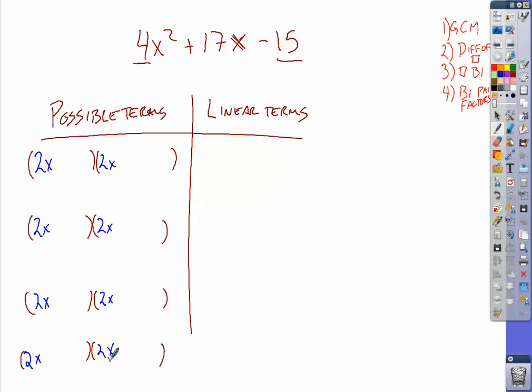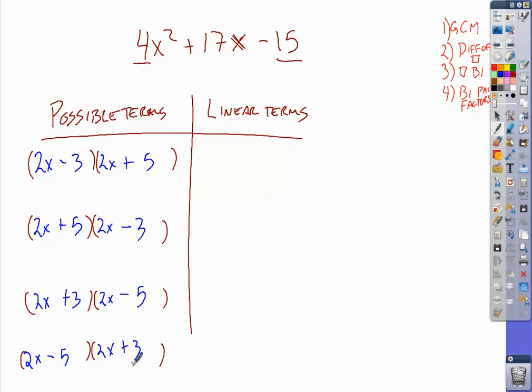Jenna? Negative 3 and positive 5. So we have negative 3, positive 5. So then I'm going to switch the order. I'm going to do positive 5 and negative 3 in the second one. And then I'm going to take the opposite terms. So instead of having negative 3, I'm going to try positive 3. So positive 3 and negative 5. And flip them. So negative 5, positive 3.